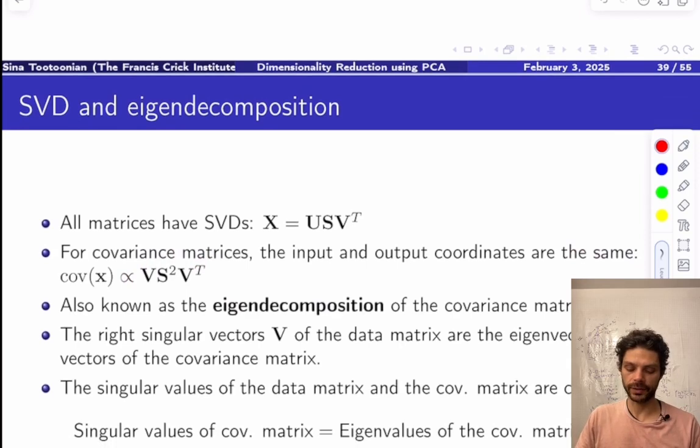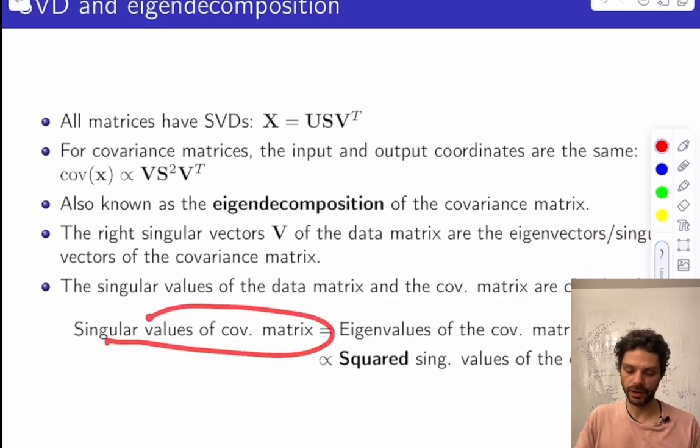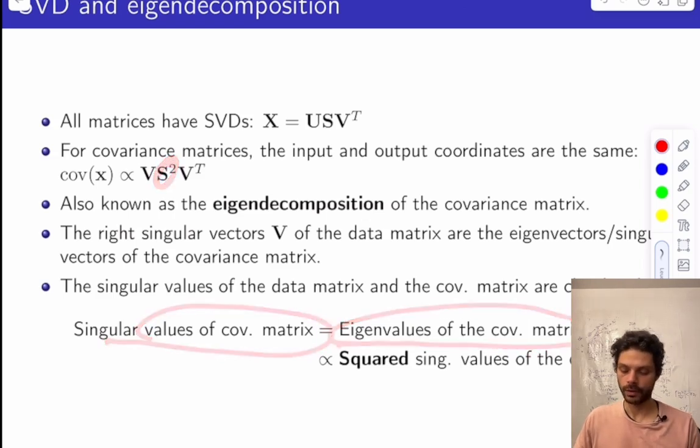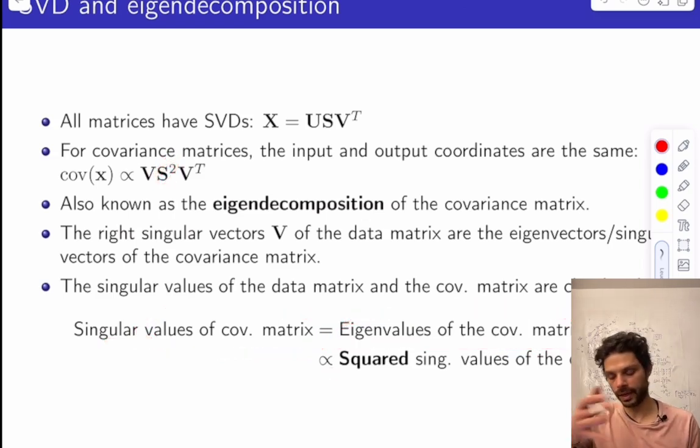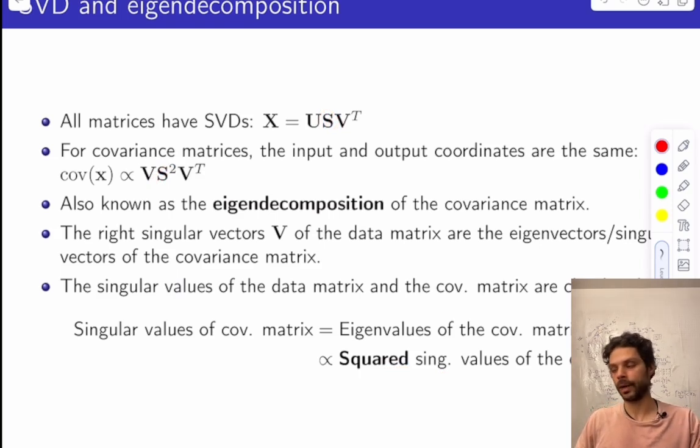And so just pointing out, the right singular vectors of the data matrix are showing up there. And the singular values are closely related. So the singular values of the covariance matrix are also the eigenvalues of the covariance matrix, and they're proportional, up to that scaling factor, to the squared singular values of the data matrix. So when we talk about variances, some people will talk about the squared singular values, so then they're talking about the singular values of the data. But you can talk about singular values of the covariance matrix, it's just more typical to talk about eigenvalues.